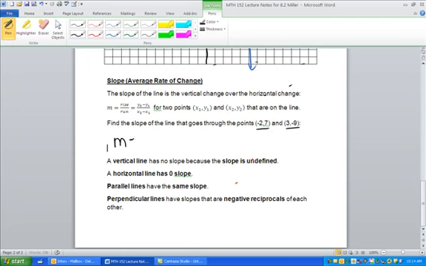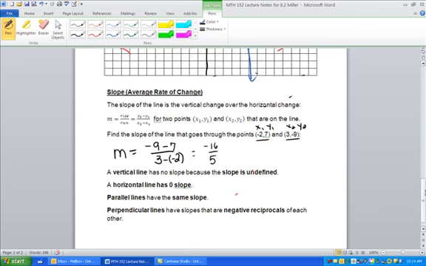So m, I'm going to let this be x1, y1, and this one be x2, y2. And so I'm going to have negative 9, my y2, minus 7 over 3 minus a negative 2. Notice both times I started with point 2. So I get negative 16 over a positive 5 as the slope. Now a vertical line has no slope because the slope is undefined. A horizontal line has 0 slope.